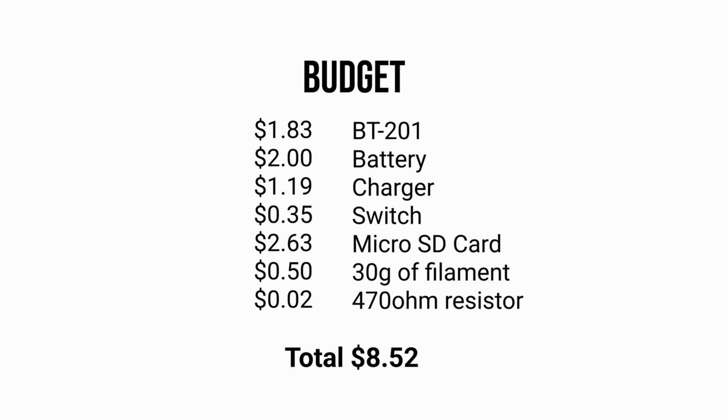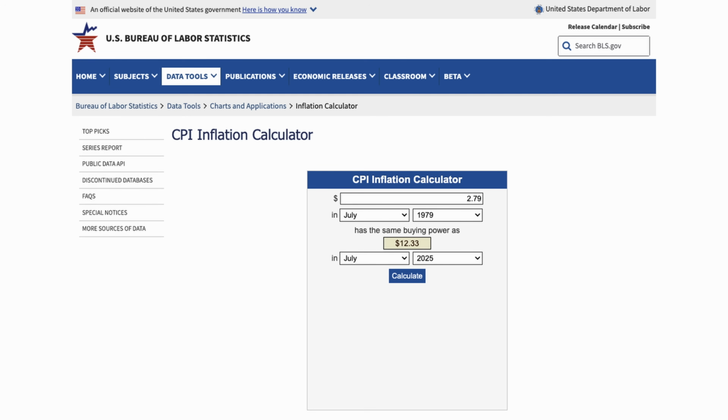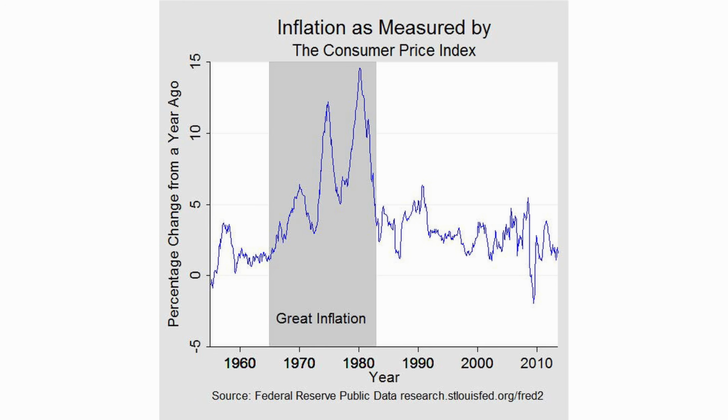My total per unit cost was $8.52, including filament. In order to get this price, you have to wait for AliExpress and order in quantities of 10. Everything is about twice as expensive if you buy it on Amazon. In 1979, a 60-minute cassette tape would run you $2.79. In 2025, that's $12.33, and I absolutely did not cherry pick that year for any specific reason.